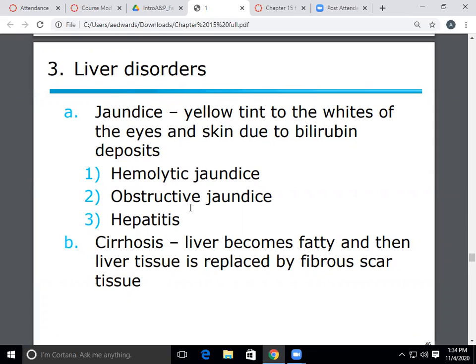cirrhosis. Here you get a fatty liver. Okay, you also get liver tissue being replaced with scar tissue, and sometimes that can be associated with heavy alcohol use, things like that. That can lead to cirrhosis of the liver.